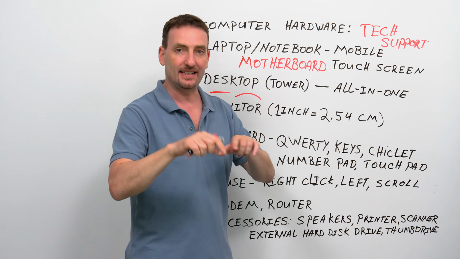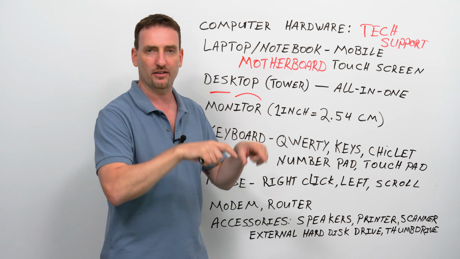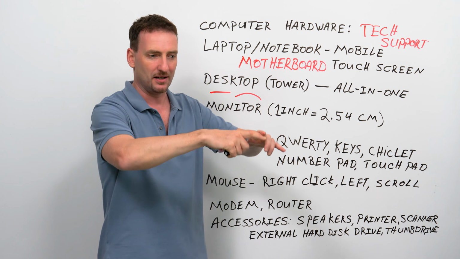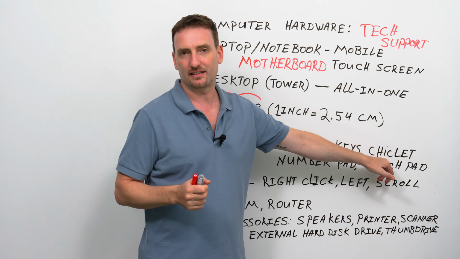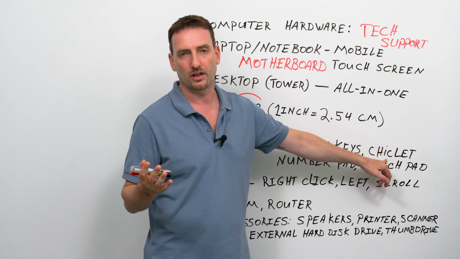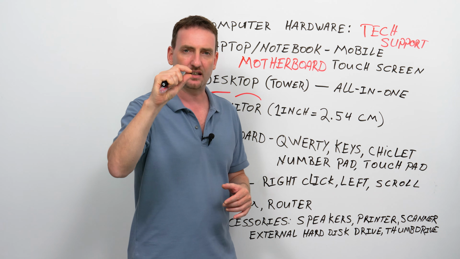The keyboard has keys. Everything that you press on the keyboard is called a key. That's why it's a board with keys, keyboard. You can get a chiclet keyboard or a regular keyboard. Chiclets are very thin keys.